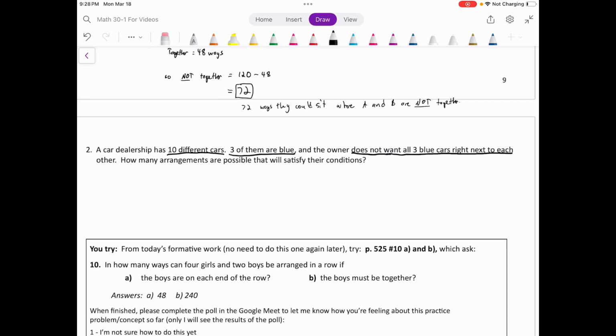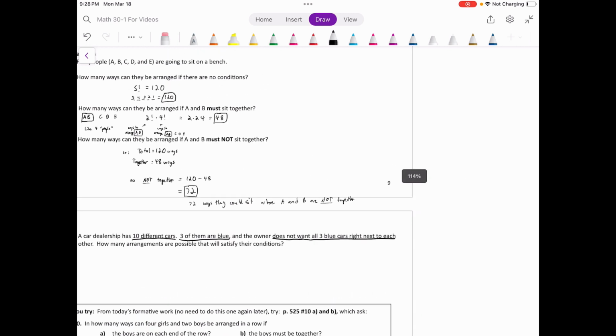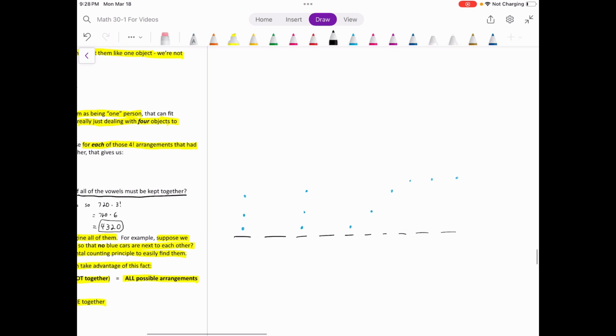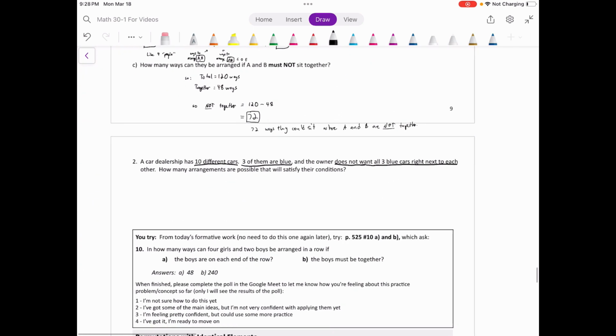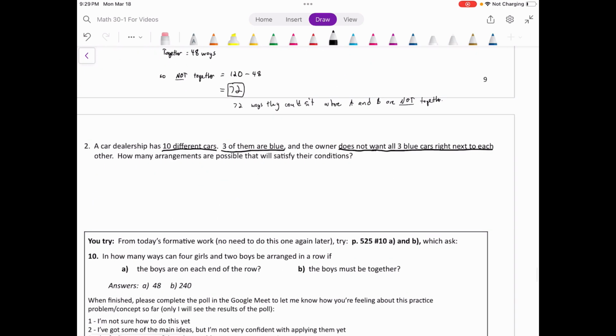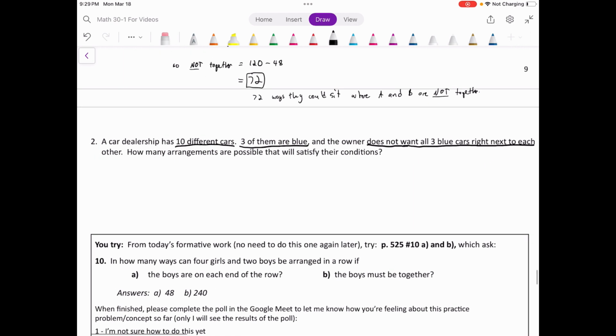Okay, so again, we could sit here and start thinking about this problem where we don't have all 3 together, okay? Or we could say, well, we can figure out the number of arrangements where they are together and then subtract that from all of the possible ways they could be arranged, and all we would be left with then is the number of ways where they're not together, right? So there's our plan. Let's call it step 1. Find total possible arrangements.